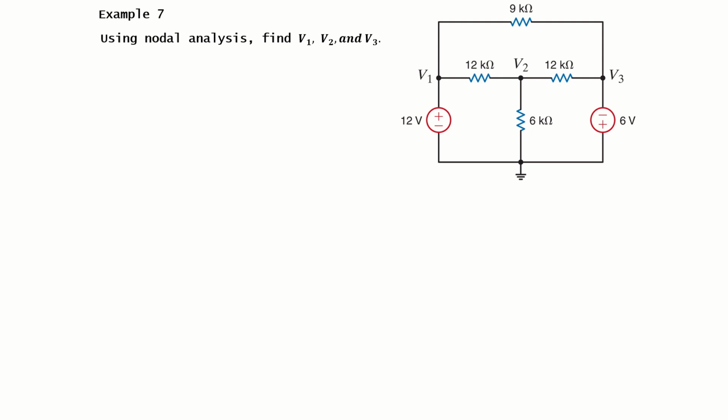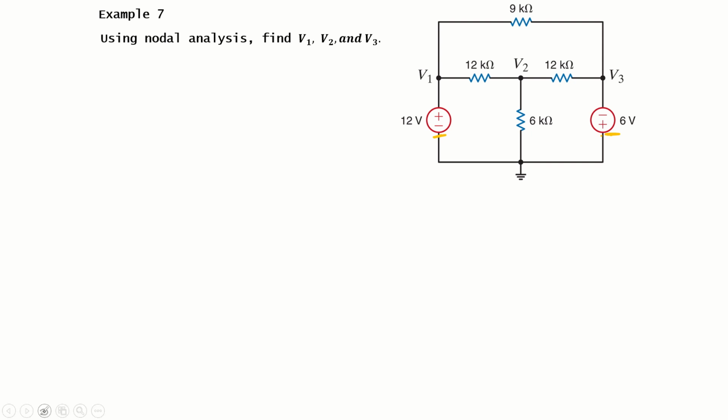For this example, we have a circuit with two voltage sources. One is 12 volts, the other one is minus 6 volts. We need to solve this example and find all the voltages, V1, V2 and V3. So we are going to use nodal analysis.